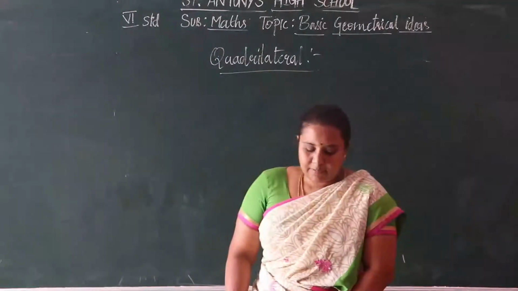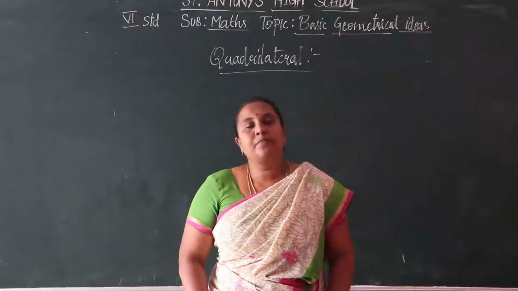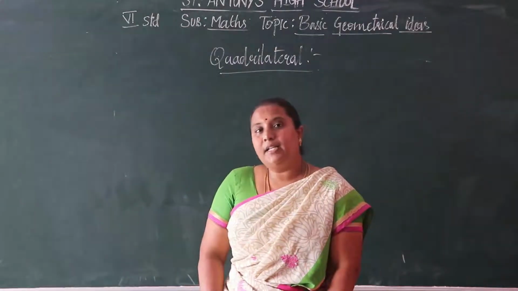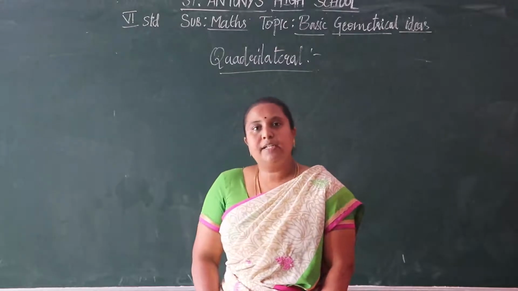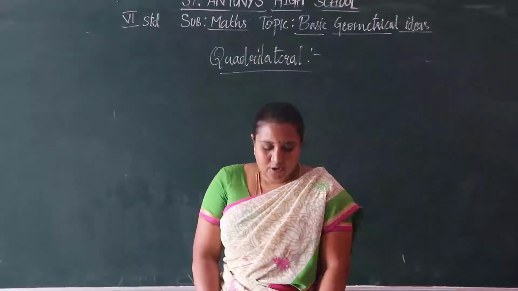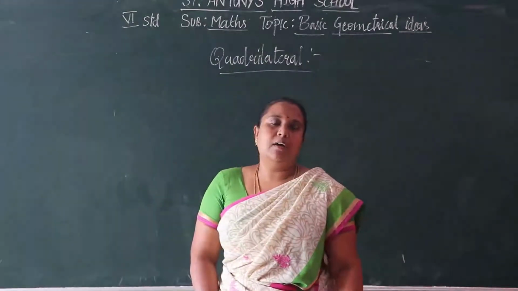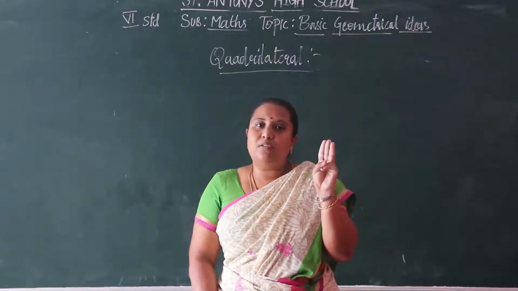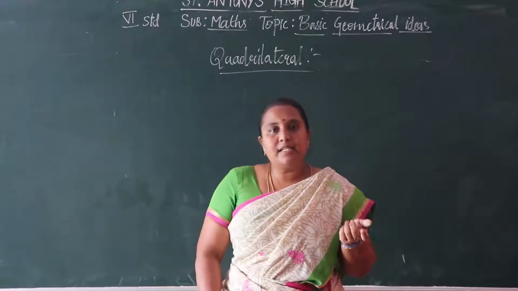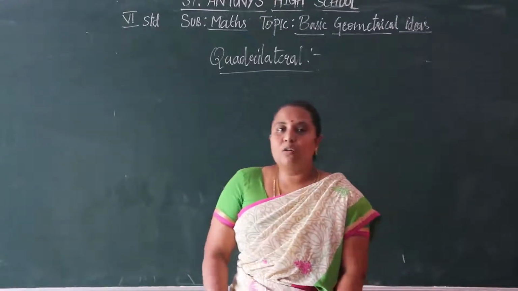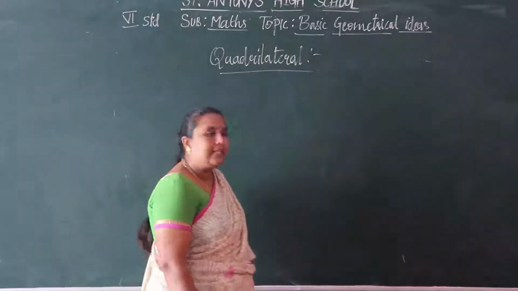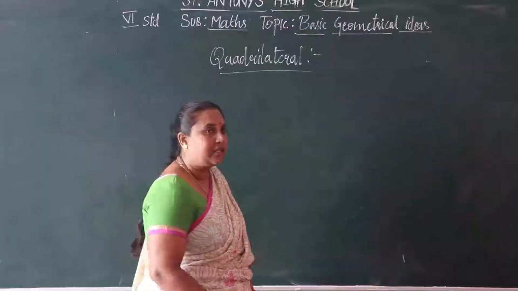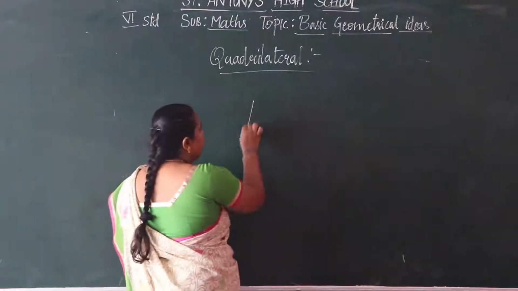Then we move on to the quadrilateral. Quadrilateral is also a polygon, and it is a four-sided closed figure. Here also we have vertices. A triangle is a three-sided closed figure, and here a quadrilateral is a four-sided closed figure. Let us learn about the quadrilateral and its parts.